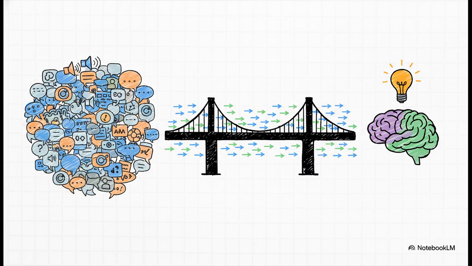So, let's just tie this all together. At the end of the day, vector databases aren't just some new, fancy type of storage. They are a fundamental shift in how computers understand information. They're the critical bridge between the messy, chaotic data of the real world and the AI models that are finally learning to make sense of it all.